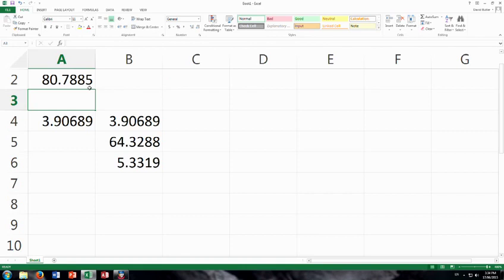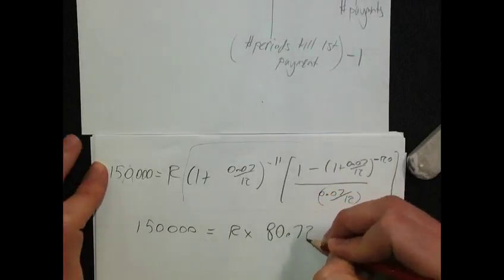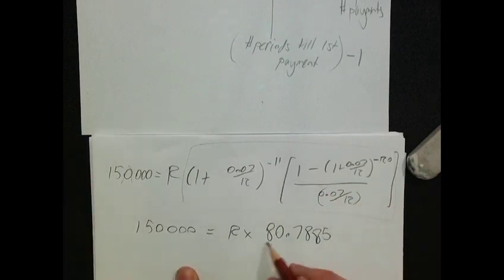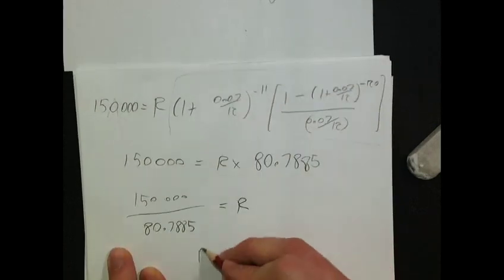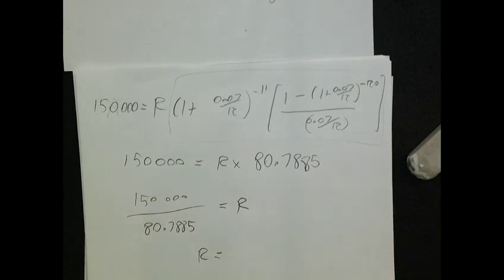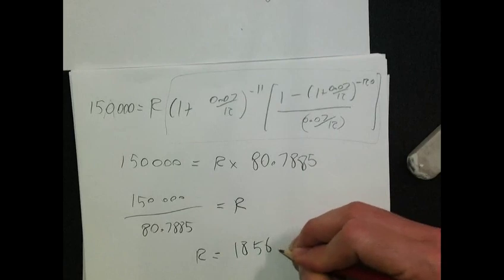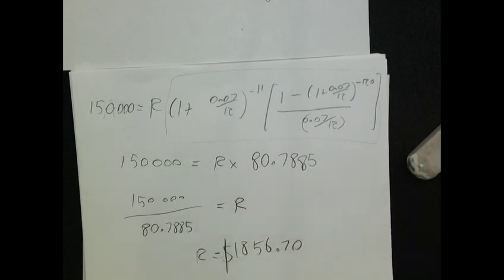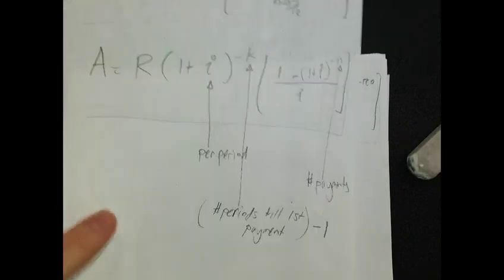So 80.7885. And so that means that I should divide both sides by that number to figure out what R is. So R is whatever it is, 1856.70. Brilliant. Lovely. So, ta-da. If all you wanted to do was figure out the present value, it'd be a little easier because you'd just plug the value of R in as well.